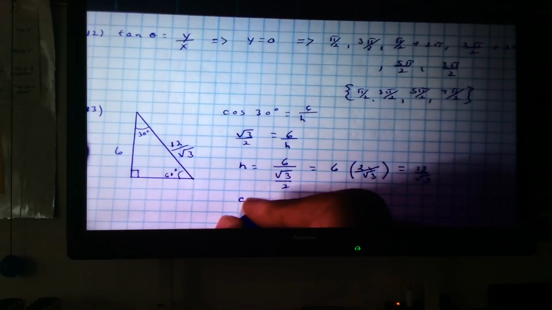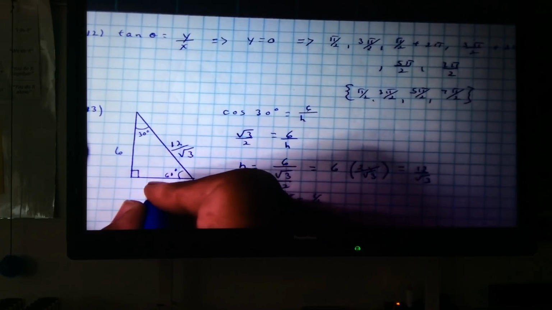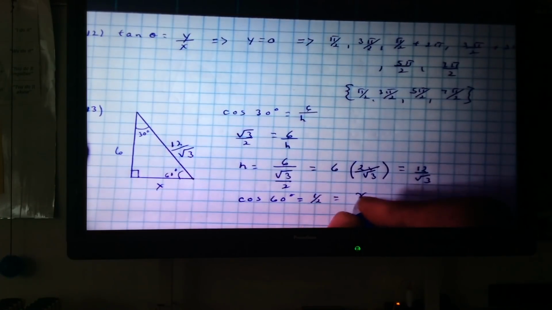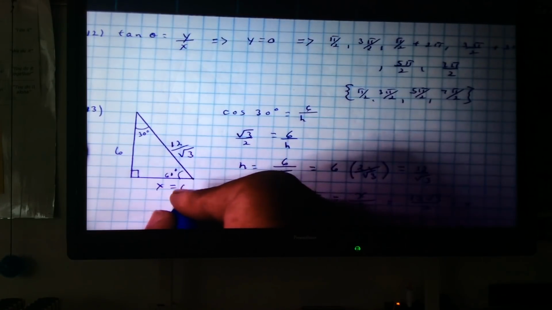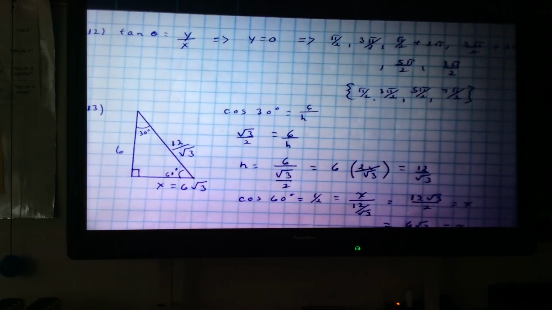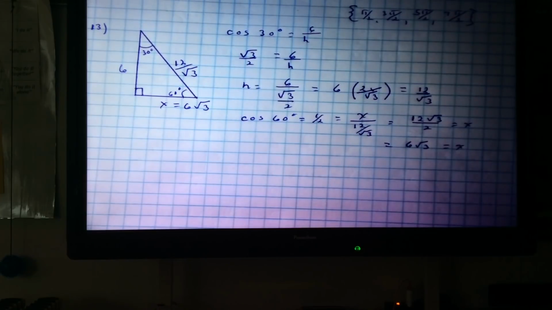Now the cosine of 60 degrees equals 1/2, and that's going to be x divided by the hypotenuse, 12 over the square root of 3. So this becomes 12 square root of 3 over 2 equals x. So this is going to be 6 square roots of 3 equals x. So x equals 6 square root of 3. And that is certainly not the scale there.